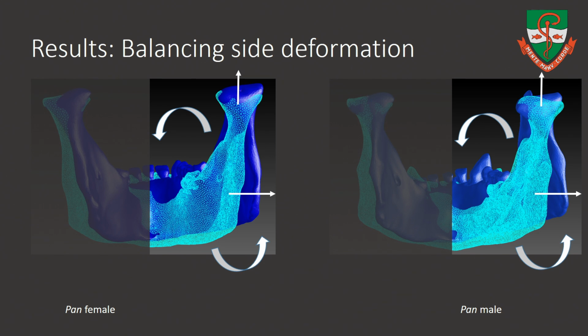The balancing side corpus, ramus, and angle are all deformed outward. That also suggests lateral transverse bending due to the lateral components of the balancing side muscle force. The ramus, the coronoid process, and the condyle are also deformed upwards by superiorly directed components of the jaw elevator muscles.